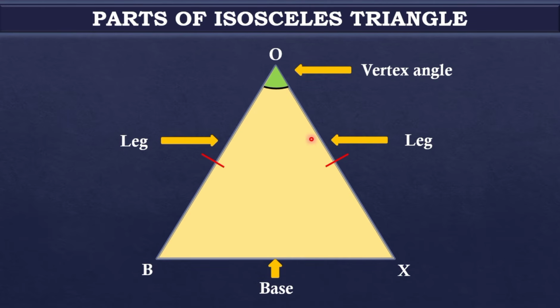So, itong side na kung saan hindi equal sa dalawang ito ay ang tinatawag nating base. Okay? So, kung itong dalawang sides na to ang equal, ito po ang base natin. Kung itong dalawang sides na to ang equal, ito naman ang base natin dyan. Okay? So, kung ano yung hindi equal na side, unequal dun sa dalawa, that is your base.